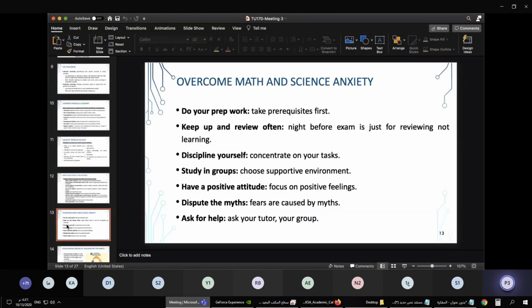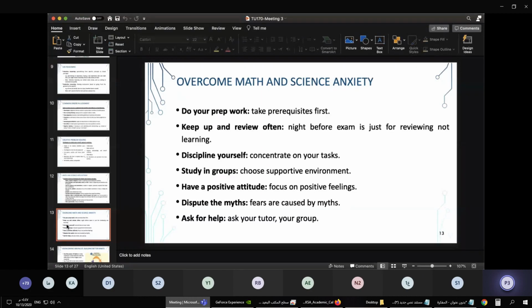Also, there is some anxiety in math and science. To overcome this anxiety, do your preparation work. Take prerequisites first. Keep up and review often. The night before the exam is just for reviewing, not for learning. Also, be disciplined. Concentrate on your task. Stay in groups. Choose a supportive environment. Have a positive attitude. Focus on positive feelings.